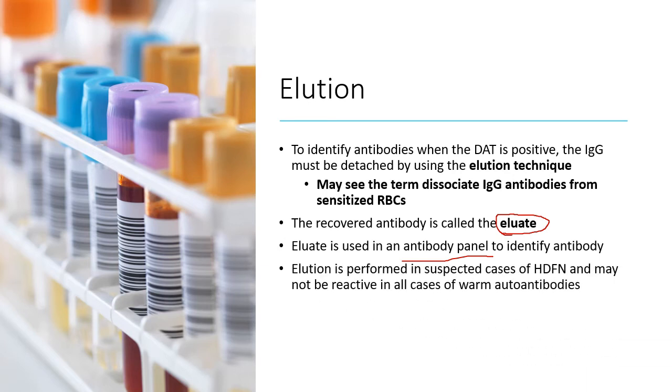Okay, so when do we do elutions? Normally in the laboratory, you do it with hemolytic disease of the fetus and newborn. Normally it's an ABO-Rh discrepancy. And then it may not be reactive in all cases of warm autoantibodies. We'll talk about hemolytic disease of the fetus and newborn more. It has its own little section that's coming up soon. You should probably get into that next week, as a matter of fact.